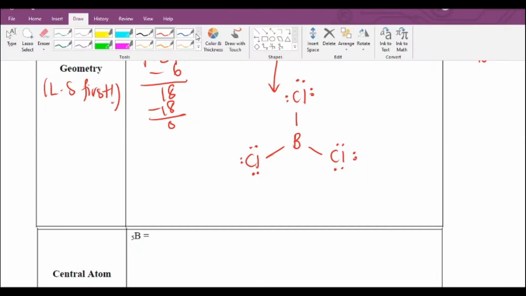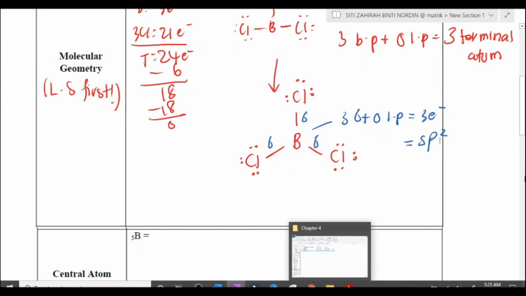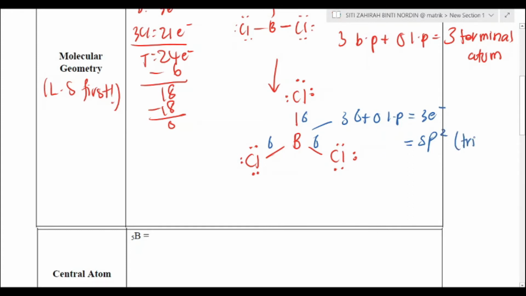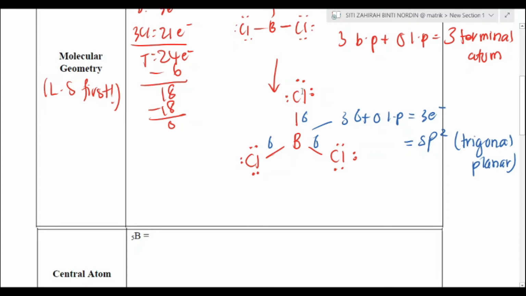For boron, we've got 3 single bonds, so 1, 2, 3 sigma. So 3 sigma plus 0 lone pairs, there would be 3 electron domains. So it would have a hybrid type of sp2, and sp2 has a shape of trigonal planar. Now we're going to draw the ground, excited and hybrid state for the central atom only, because your terminal atoms are bonded via single bond, so you don't have to determine the type of hybridization and the ground, excited and hybrid state.